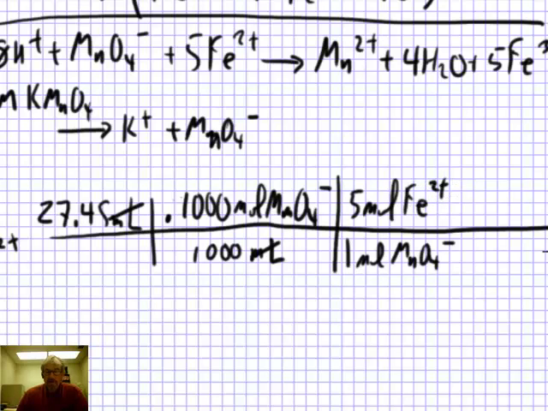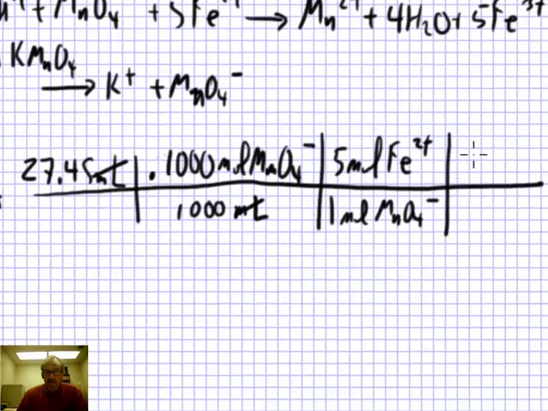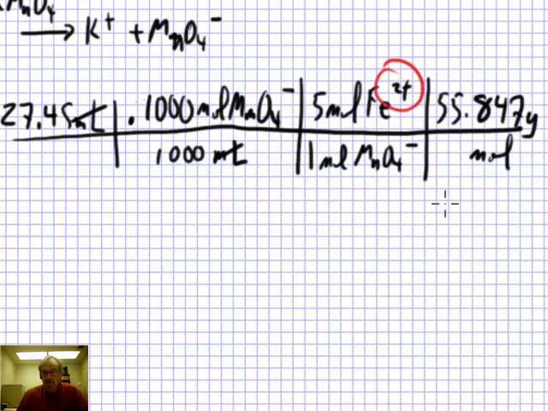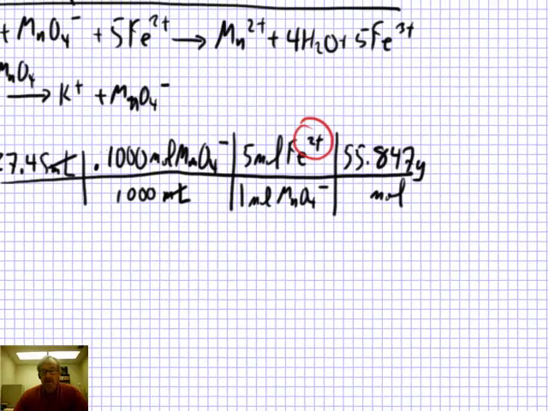Since I want mass so I can compare with the mass of the ore, I'll multiply by the molar mass of iron, which is 55.847 grams per mole. Now, some of you might object to this, and you might say, well, look, this isn't iron, this is iron 2 plus. But you can still use this molar mass, and here's why. The only thing that's different between elemental iron and iron 2 plus is the iron 2 has lost 2 electrons. Well, electrons really don't weigh that much. So little, in fact, that we can ignore it. And this will give us a mass of iron that was in that sample.